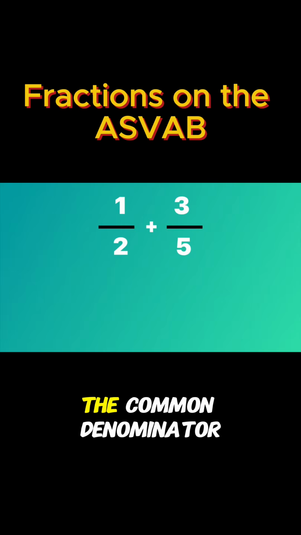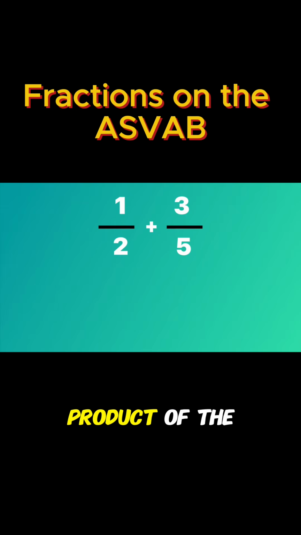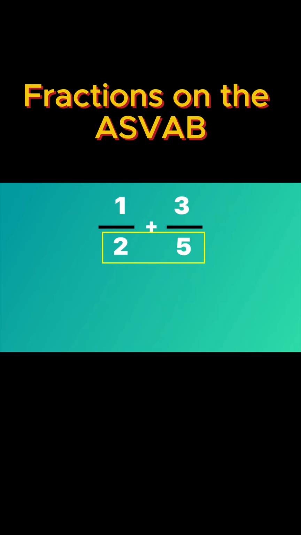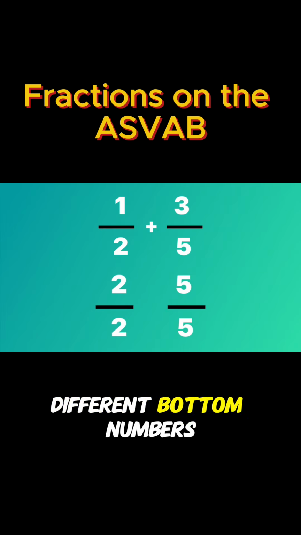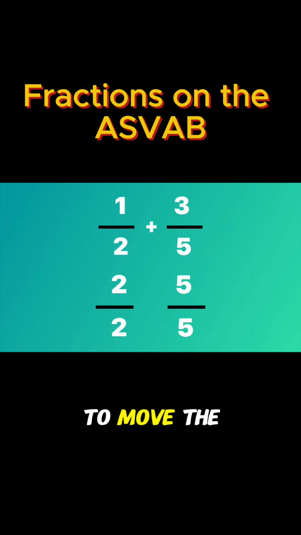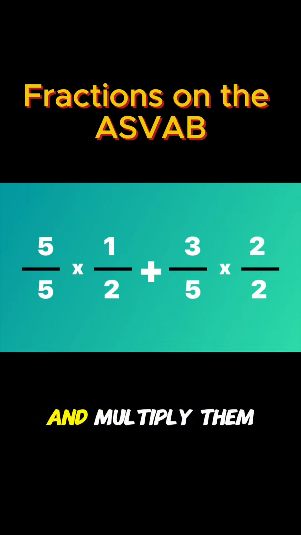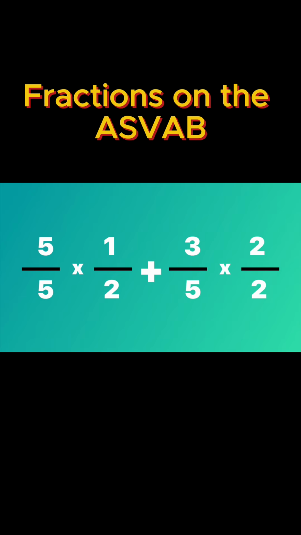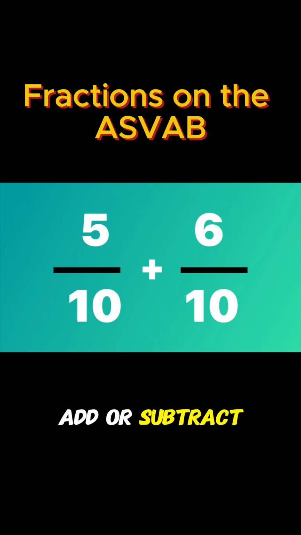In this method, the common denominator is always going to be the product of the bottom numbers. In other words, it would be the number you would get if you multiplied the bottom numbers together. All we're going to do is take the two different bottom numbers and make two different whole fractions out of them. Then, we're going to move the whole fractions to the opposite sides and multiply them by our unlike fractions. Then, we can add or subtract them easily.